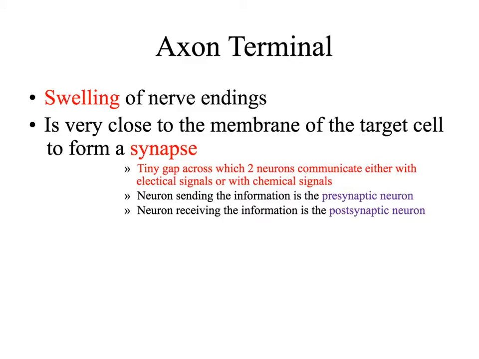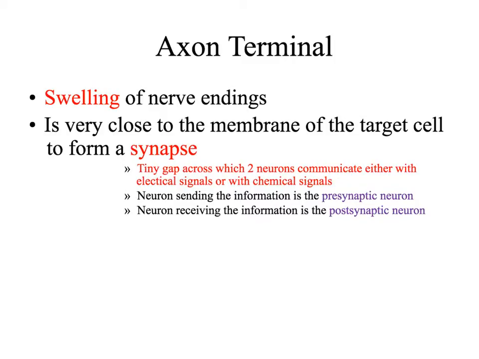All right, the last part of the neuron is called the axon terminal. So we have this axon going down, the really long extension. At the end of those nerve endings is the axon terminal. It's basically a swelling at the end. It is very close to the membrane of the target cell where that action impulse is traveling to. And what it does is that it forms a synapse. A synapse is basically a tiny little gap between two neurons, between neuron 1 and maybe the target neuron.